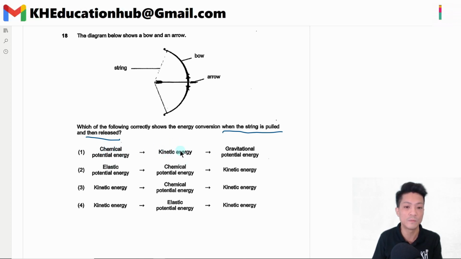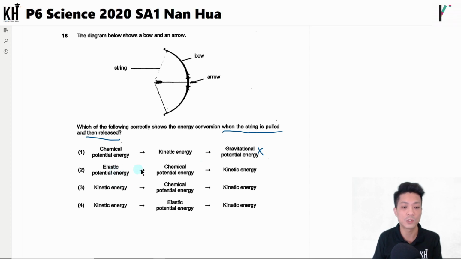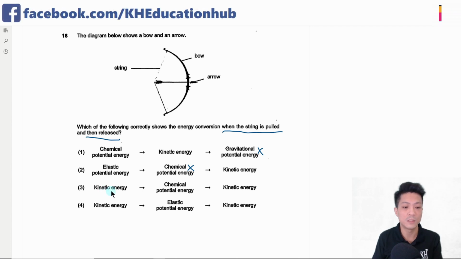Maybe, because you need movement to pull the string. To gravitational potential energy? This is probably wrong. Is it elastic potential energy? Maybe, when the string is stretched. To chemical potential energy? Definitely not. A kinetic energy? Maybe the movement provided by the person will be converted into chemical potential energy. Probably also not.